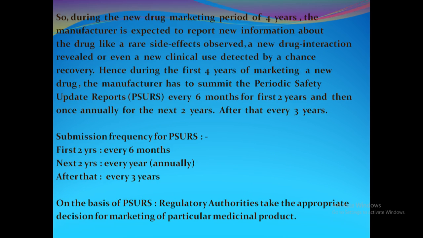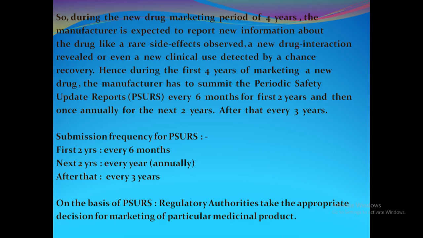So, during the new drug marketing period of 4 years, the manufacturer is expected to report new information about the drug, like rare side effects observed, a new drug interaction revealed, or even a new clinical use detected by a chance discovery. Hence, during the first 4 years of marketing a new drug, the manufacturer has to submit the periodic safety update reports, PSURs, every 6 months for the first 2 years and then once annually for the next 2 years, after that every 3 years.